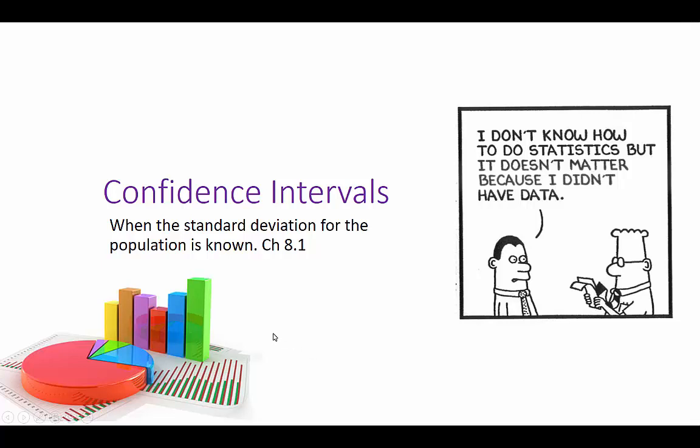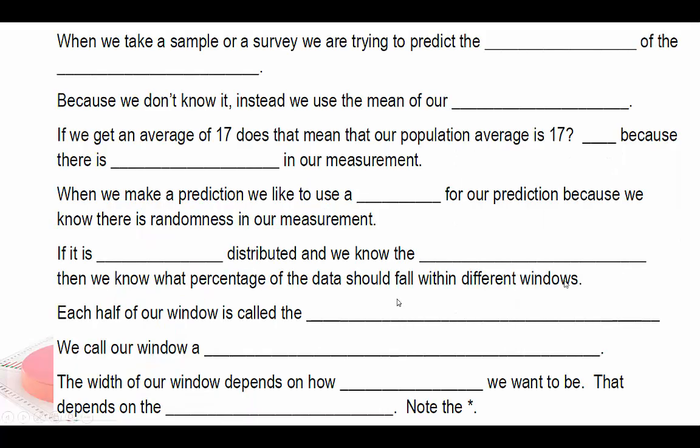So we're doing confidence intervals when we know the standard deviation of the population. That's today's lesson. So what are confidence intervals? Well, when we take a sample or a survey, we're usually trying to predict the mean of the population. That's the whole point. We could calculate the mean with a census, but it's very difficult to do censuses. So instead, we're going to use the mean from our sample.